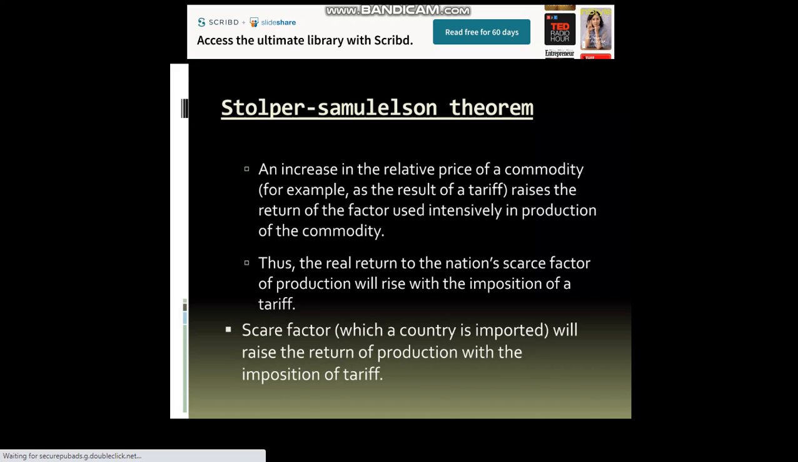Stolper-Samuelson theorem: an increase in the relative price of a commodity, for example as the result of a tariff, raises the return of the factor used intensively in the production of the commodity. Thus, the real return to the nation's scarce factor of production will rise with the imposition of a tariff. Scarce factors, which a country imports, will raise the return of production with the imposition of a tariff.